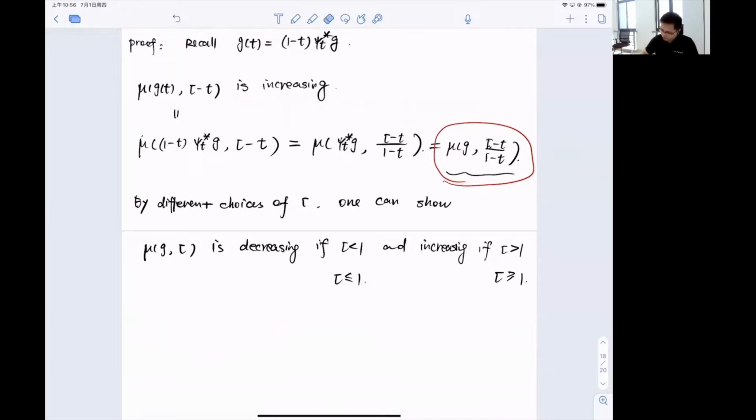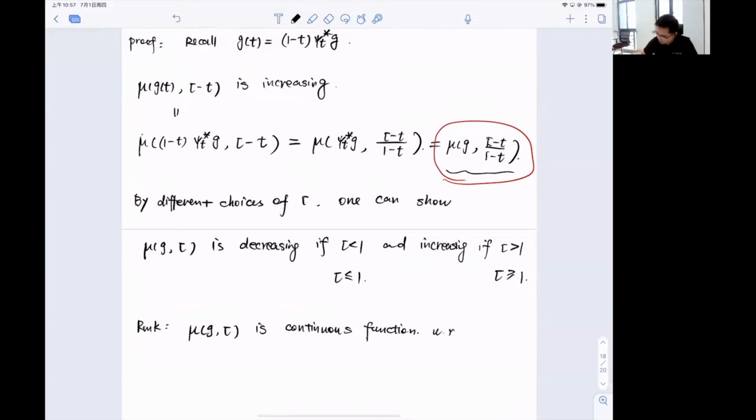Now I want to make another remark. That is, not only can we show that the function has the given monotonicity, but we can also show mu g tau is actually a continuous function with respect to the argument tau.